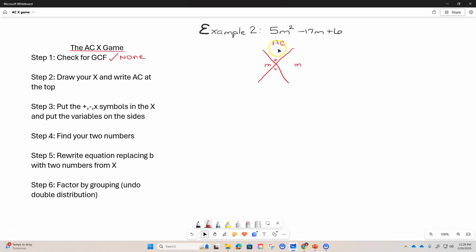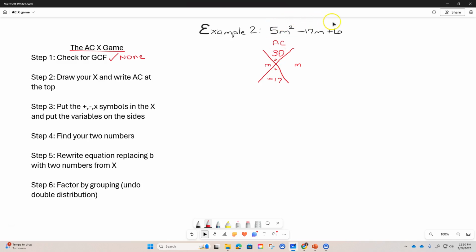And in this spot up here, I'm not going to just put the 6. I'm going to take the 5 and multiply it times the 6. That's why I put the AC at the top to remind me to multiply 5 times 6. And I'm going to be working with the number 30. Now I do put the 17 down here just like I always do, and it is a negative 17. Okay. So these two symbols are the same. Multiply goes on top. Whatever the sign is right here goes on bottom.